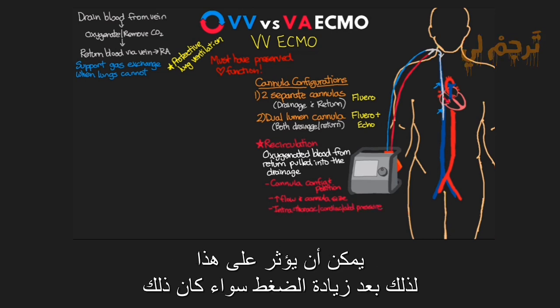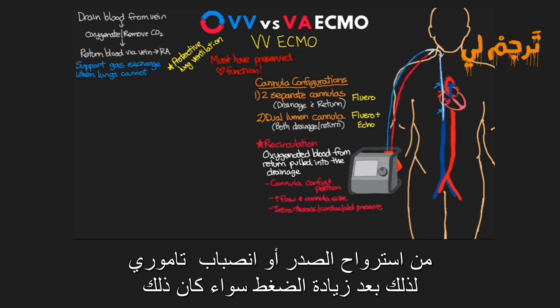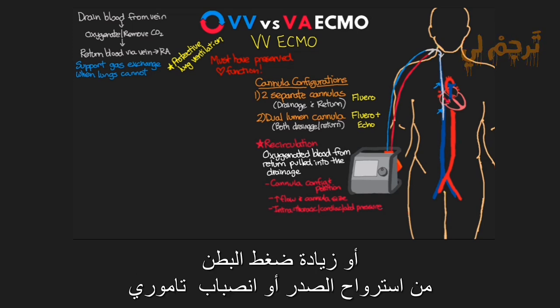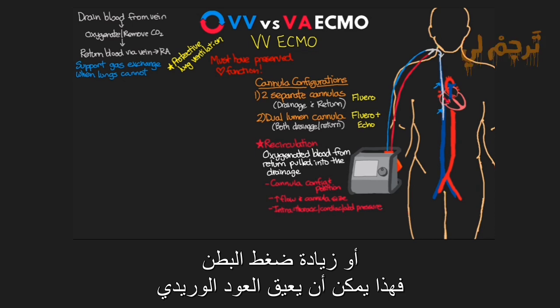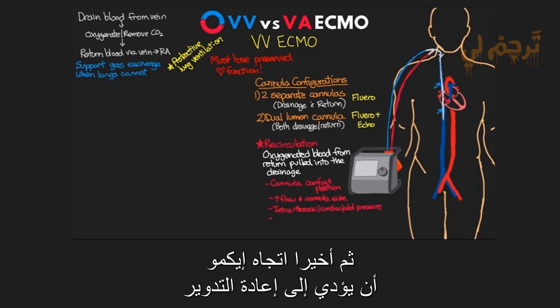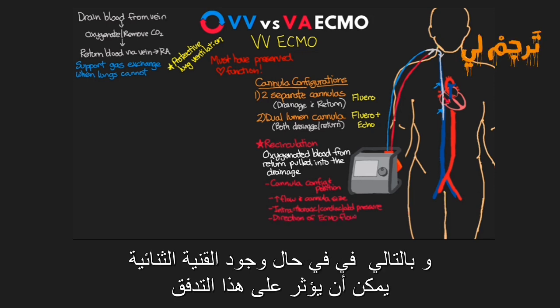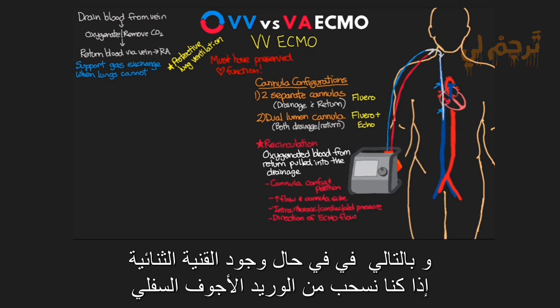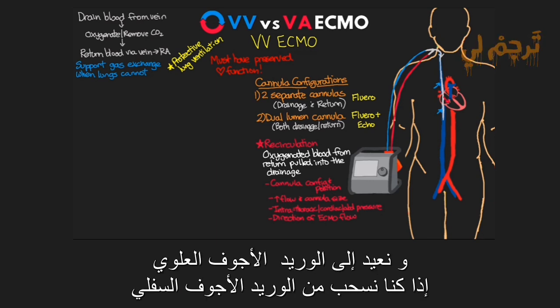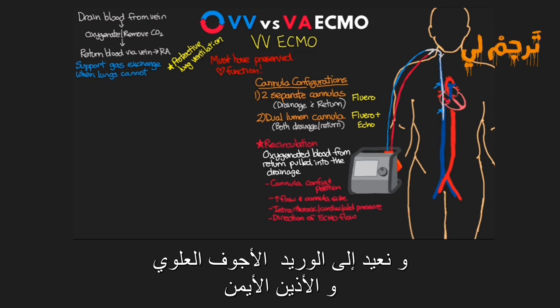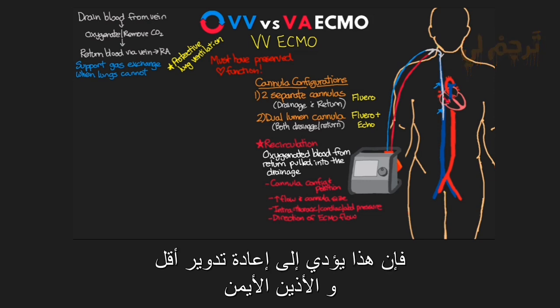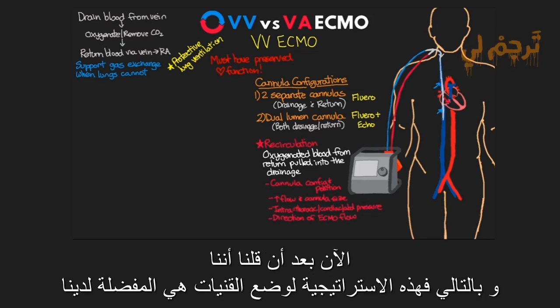So having increased pressure, whether it be from a pneumothorax, tamponade, or increased abdominal pressure, this can really impede the venous return back to the heart and thus can lead to recirculation. And then finally, the direction of ECMO flow can impact this. And so in the two cannula configuration, if we're draining from the inferior vena cava and returning to the superior vena cava right atrium, this results in less recirculation, and therefore it's our preferred cannulation strategy.